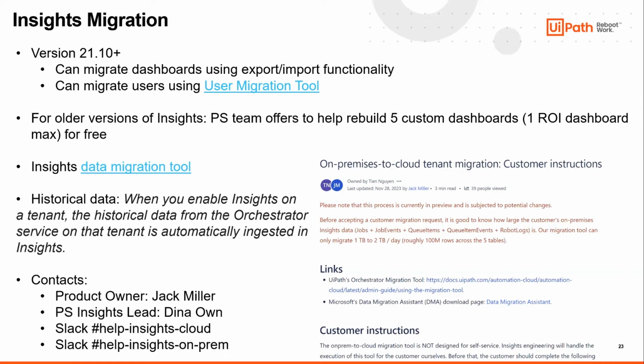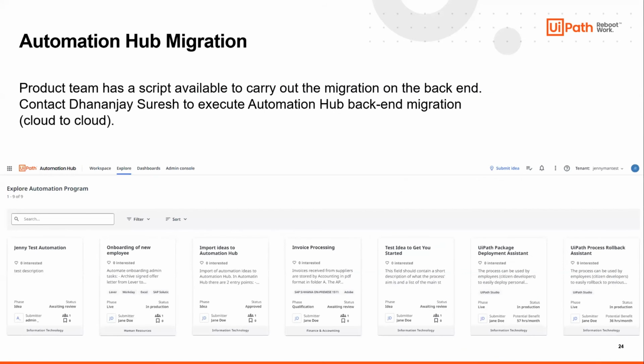And lastly, just some context here in case you have additional questions about Insights or Insights migration. Automation Hub is another UiPath product that customers may want to migrate. Our product team does have a script available to carry out the migration on the back end. It took me a little back and forth with different teams to find out who to go to for that. But you would just basically need to contact Dan and Jay Suresh to execute automation of back-end migration from cloud to cloud if that's in scope for the migration.